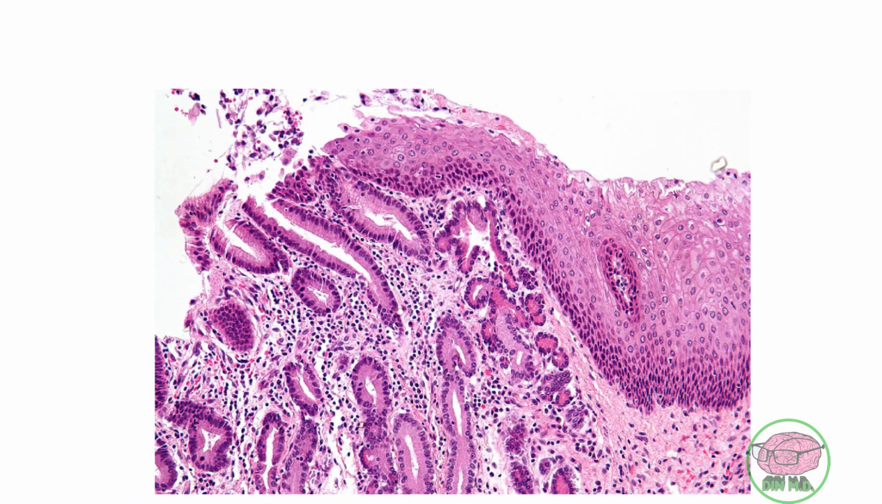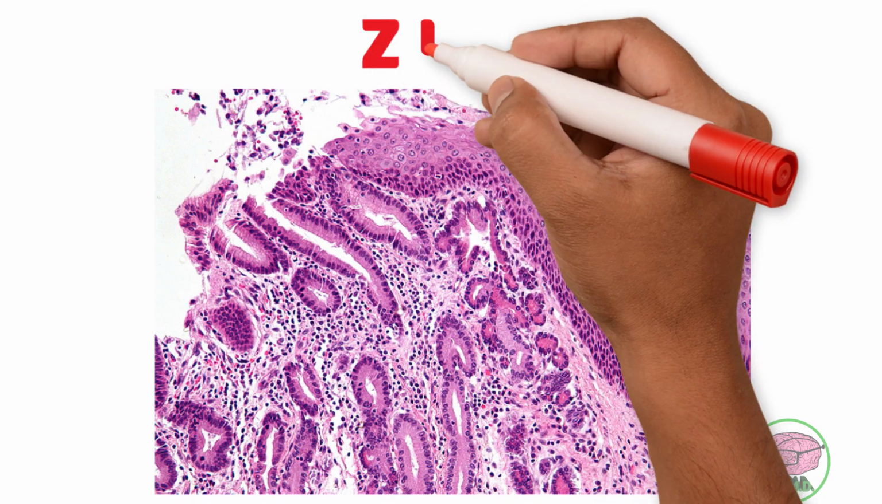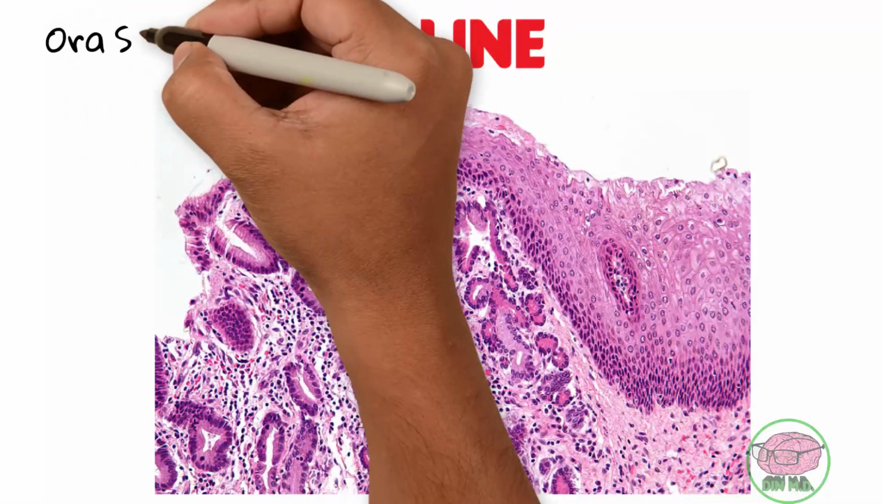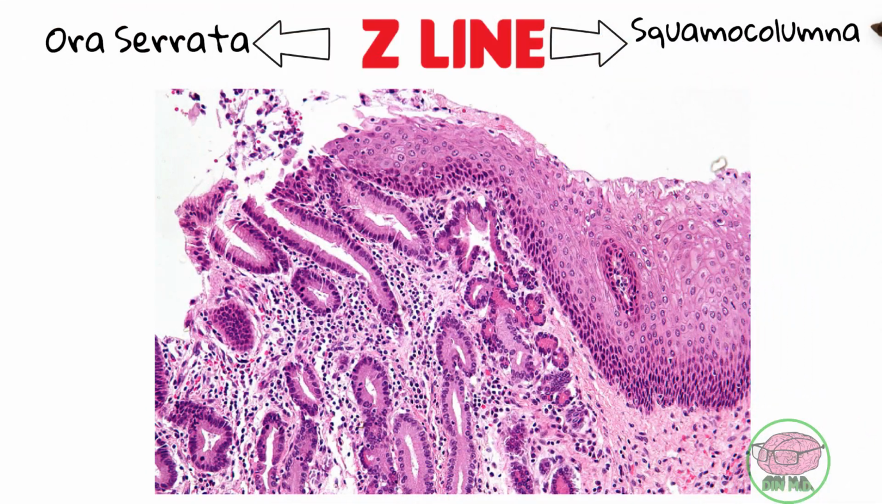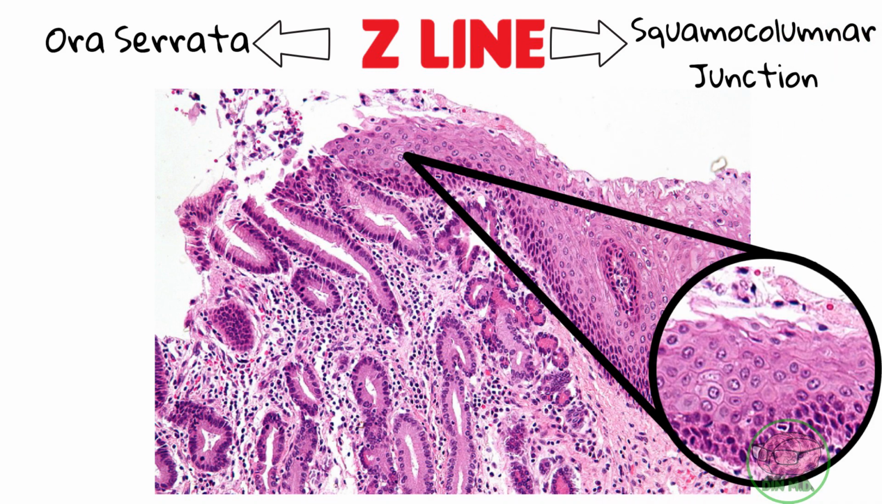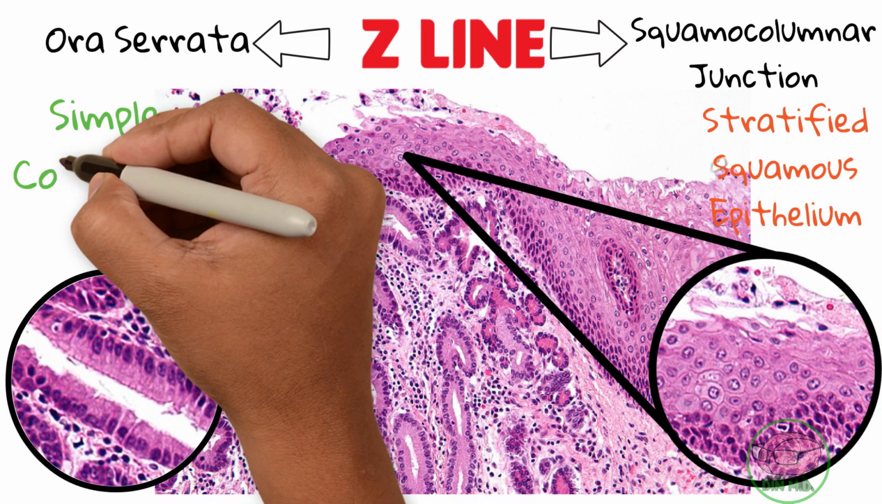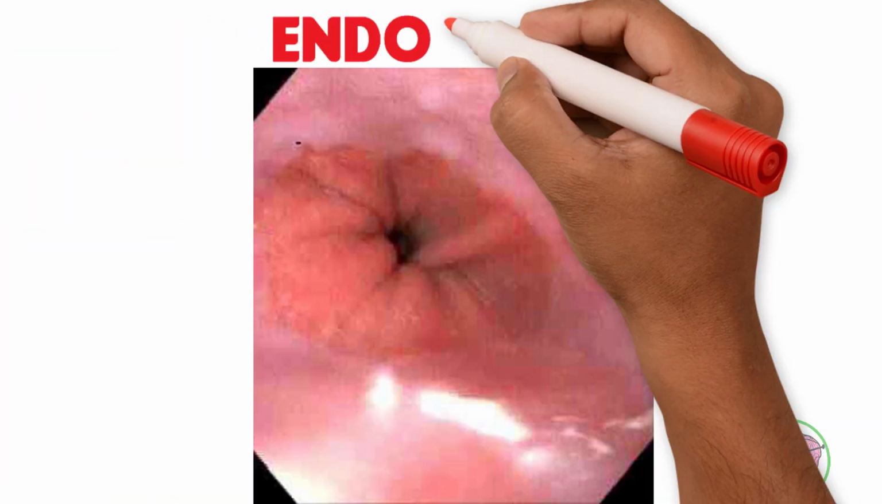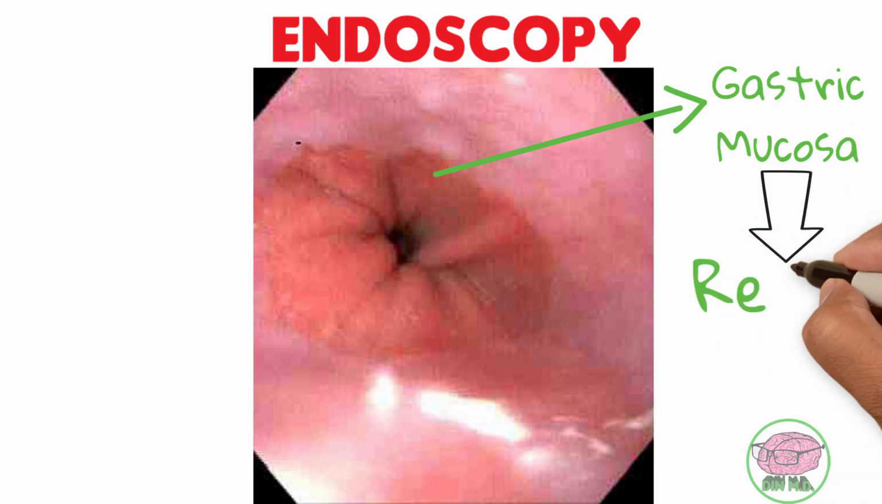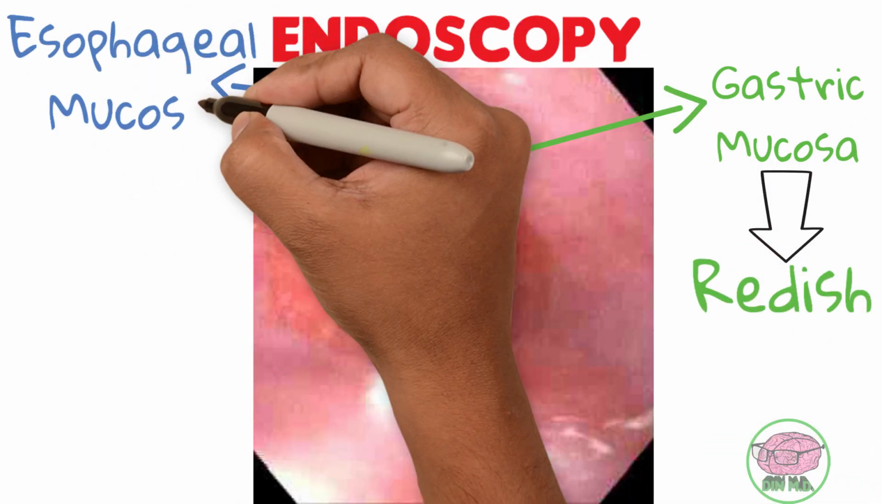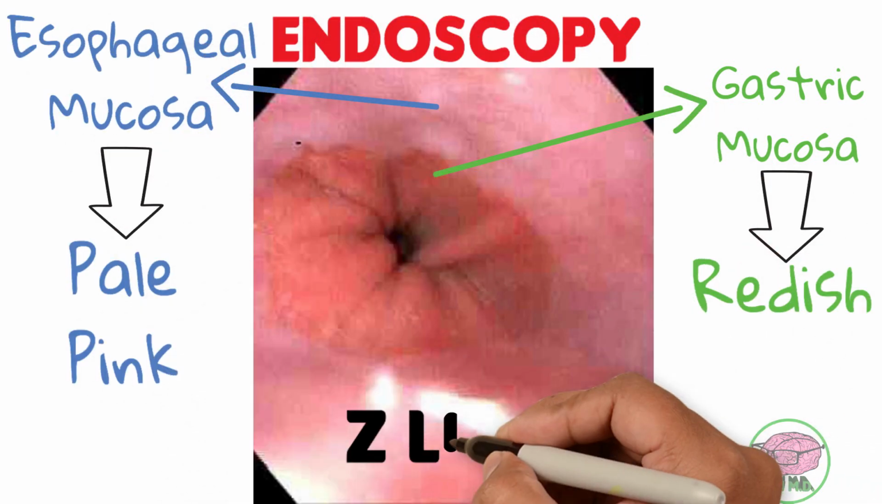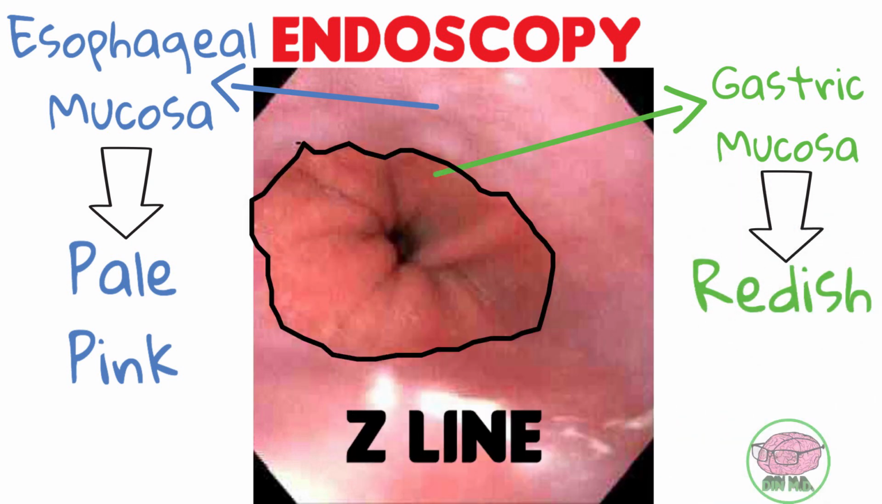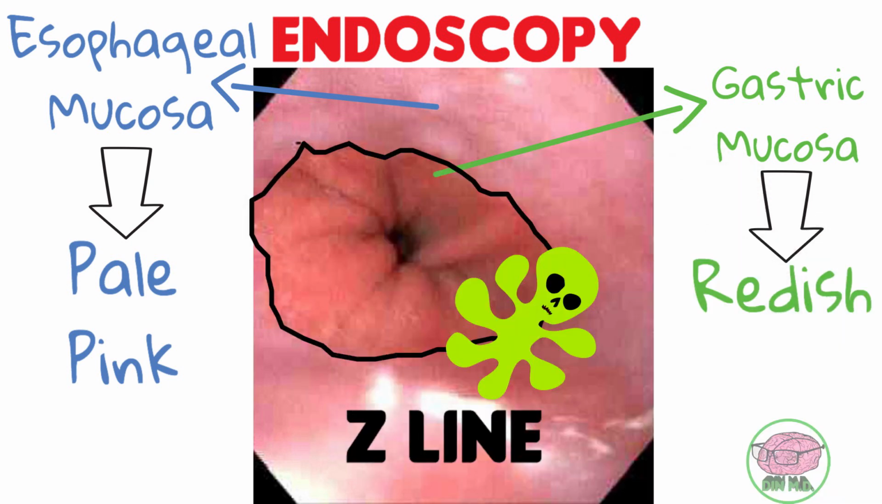There's an important histological region in the esophagus known as the Z-line, also known as ora serrata, or the squamocolumnar junction. This region represents the transition between the non-keratinized stratified squamous epithelium of the esophagus to the simple columnar epithelium of the stomach. This area is also visible via endoscopy because the gastric epithelium is red while the esophageal epithelium is kind of pale or pink. This area is important because it's a common location of esophageal cancer.